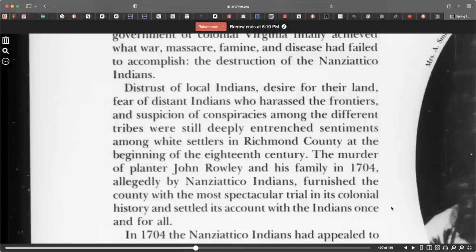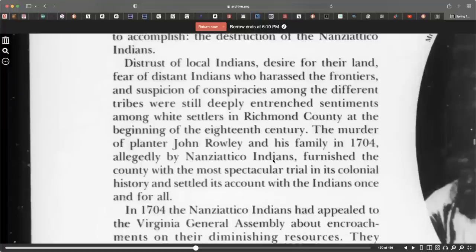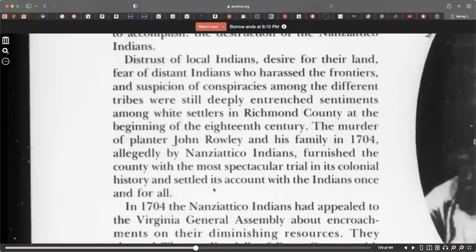The murder of planter John Rowley and his family in 1704, allegedly by Nanziatico Indians, right? Allegedly. So they say allegedly. It furnished the county with the most spectacular trial in its colonial history and settled its account with the Indians once and for all.